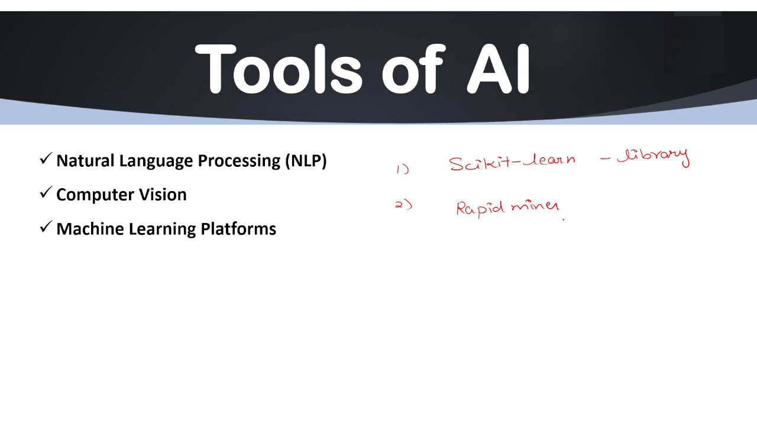It is a data science platform for building models without extensive coding. The third point we have is Data Robot. Data Robot is basically an automated machine learning platform. So you have to remember these names. So these three tools are related to machine learning platforms.